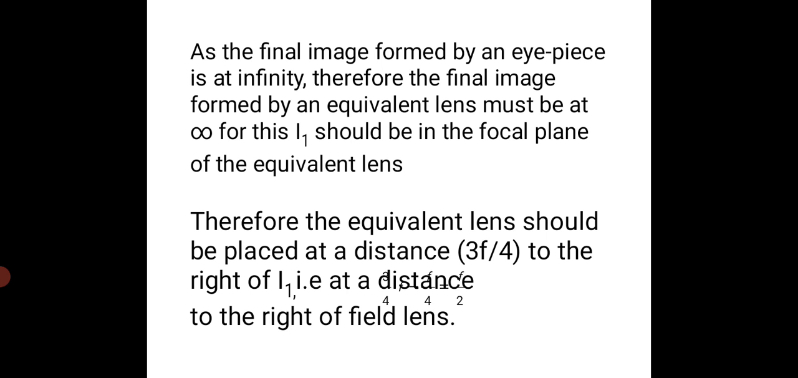As the final image formed by an eyepiece is at infinity, therefore the final image formed by the equivalent lens must be at infinity. For this, I1 should be in the focal plane of the equivalent lens. Therefore, the equivalent lens should be placed at a distance 3f by 4 to the right of I1, that is at a distance 3f by 4 minus f by 4 is equal to f by 2 to the right of the field lens.